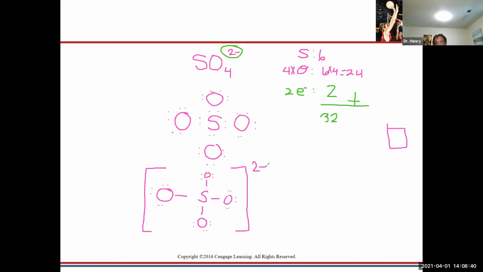Okay. Now, if we looked at the formal charges, the formal charges would not be happy. Let's look solely at the sulfur. Sulfur has how many valence electrons? 6. So I'm going to say FC for formal charge. So sulfur has 6 valence electrons. How many lone pair electrons? 0. And how many bonds? 4.